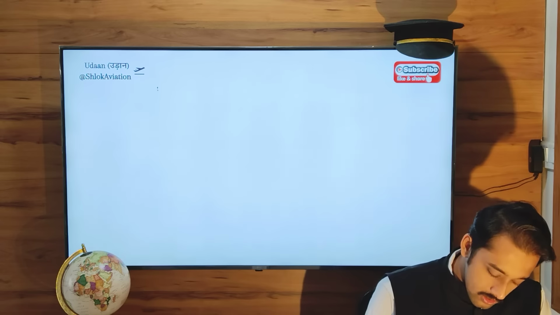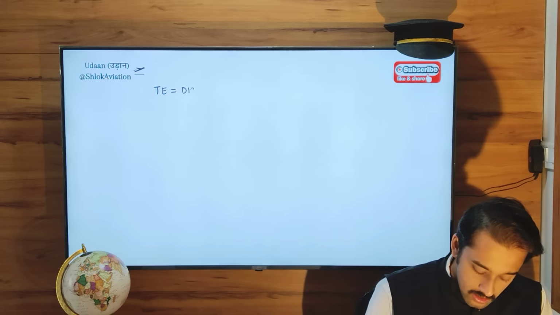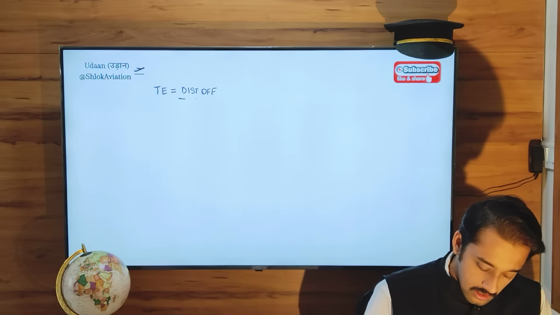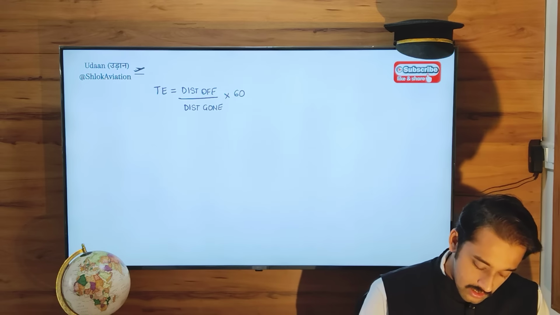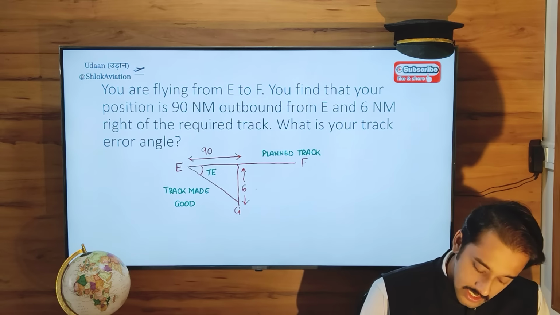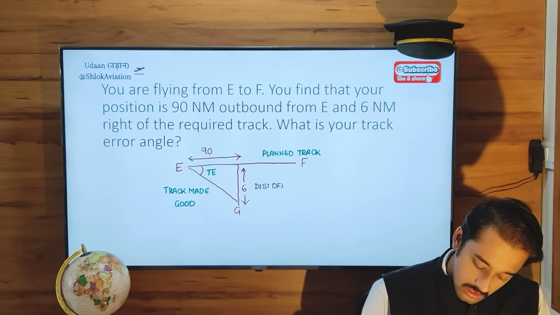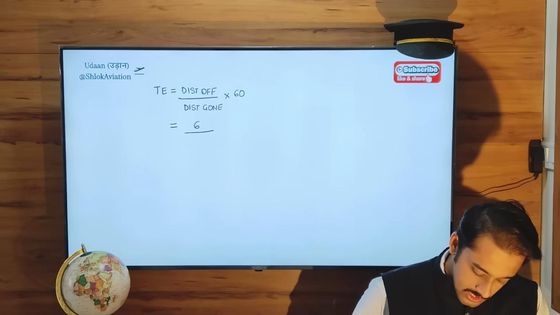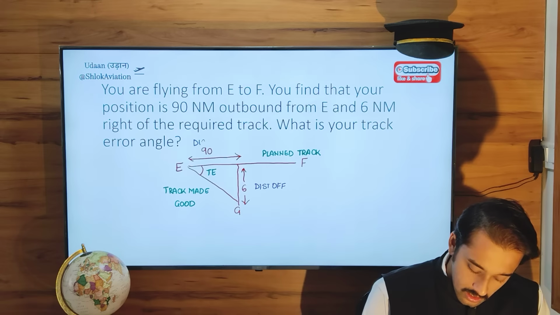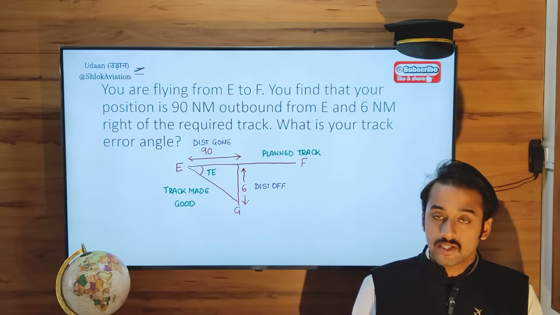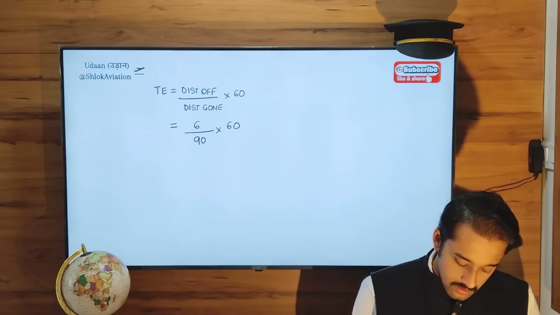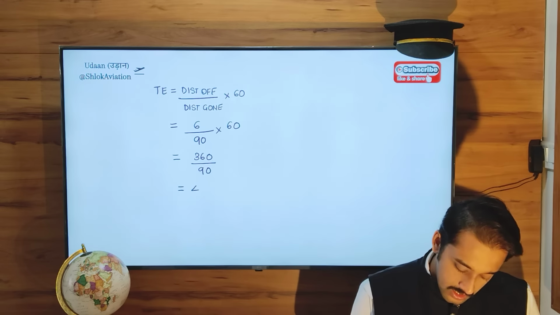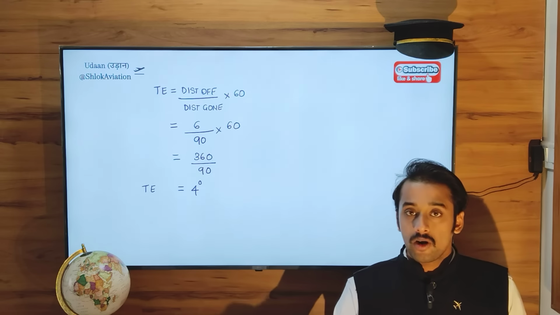So track error equals distance of track divided by distance gone into 60. So what is distance of track? It is 6 miles. Distance gone is 90 nautical miles. Distance that you have traveled is 90 nautical miles, into 60. So that is 4 degrees. So track error is 4 degrees.